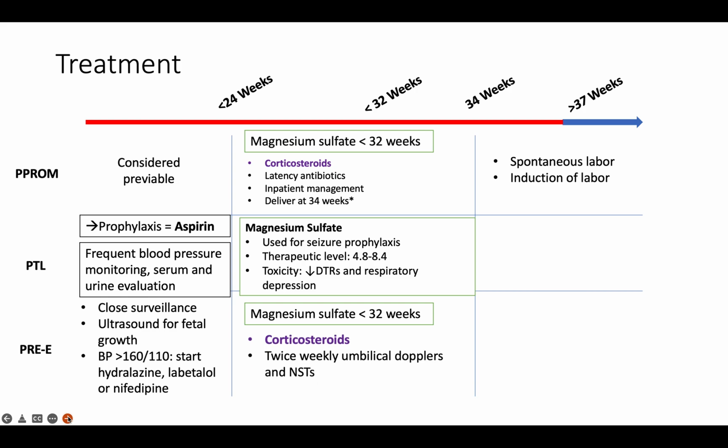Preeclampsia moms also receive corticosteroids. They also receive twice weekly umbilical Dopplers and NSTs. Now, delivery for preeclampsia is tricky. We try to deliver at 37 weeks. However, if a mom with preeclampsia develops severe features, delivery is at 34 weeks.